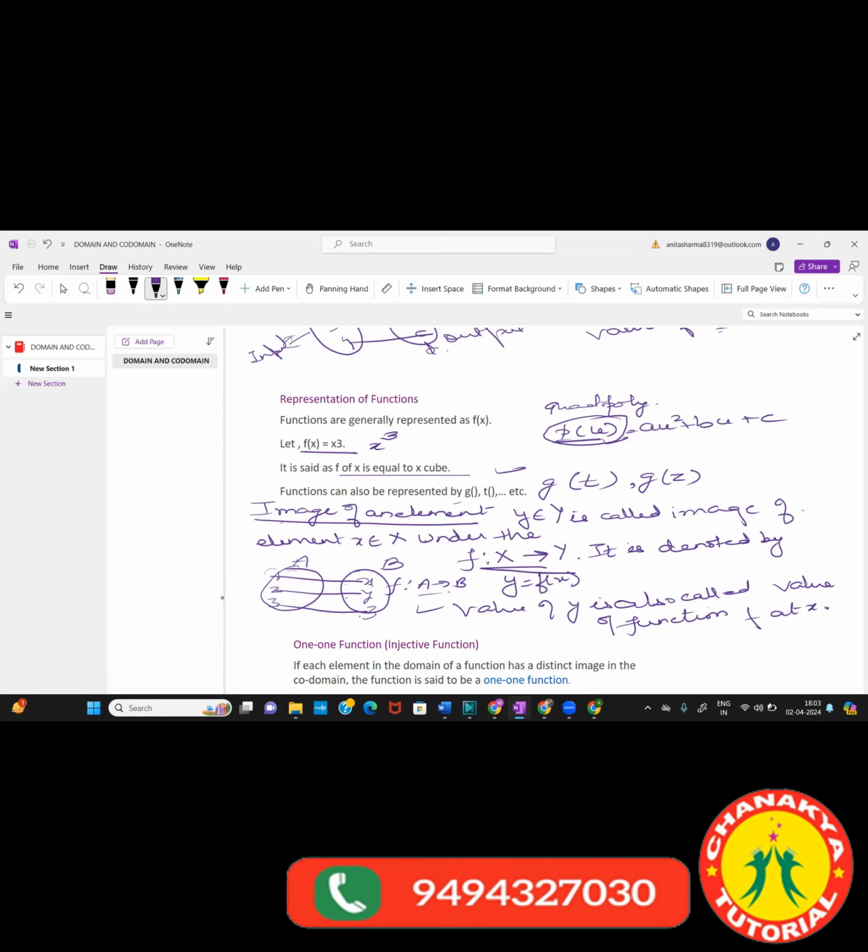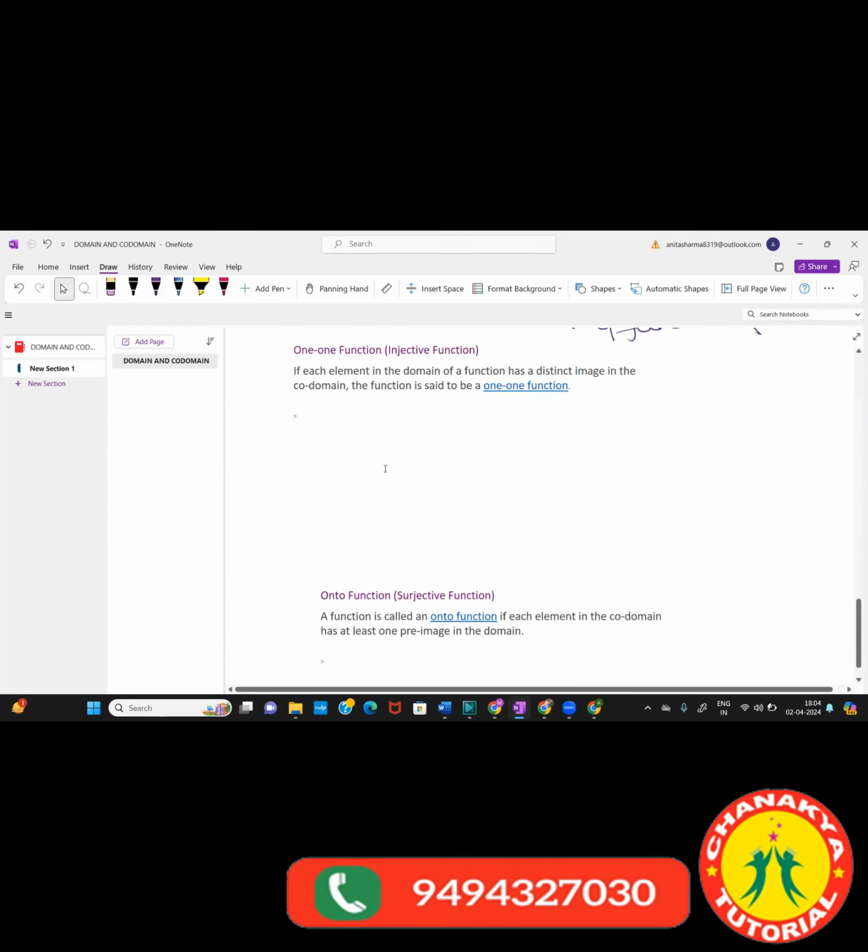Now, with the help of a Venn diagram also, types of functions. One-one function. What do you mean by this one-one function? If each element in the domain of a function has a distinct, meaning different, image in the codomain, the function is said to be one-one. Okay. So see.